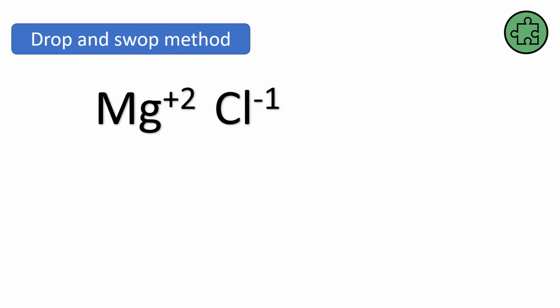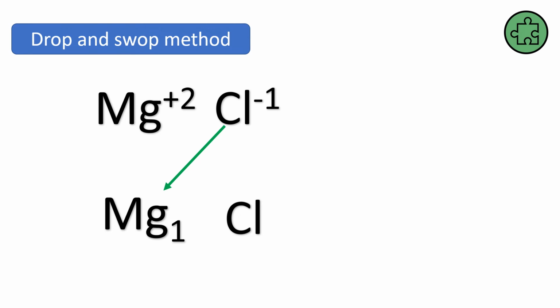Okay, I'm going to teach you the drop and swap method. I don't really like it because it doesn't help you understand why things are happening, but as far as getting the answer correct, this works every time. So you're going to drop the letters down. So I've got Mg2+ and I've got Cl-1. I'm going to drop the letters down, Mg and Cl. And then I'm going to swap the numbers. So Mg becomes Mg1 and Cl becomes Cl2. Notice they are in a different position.